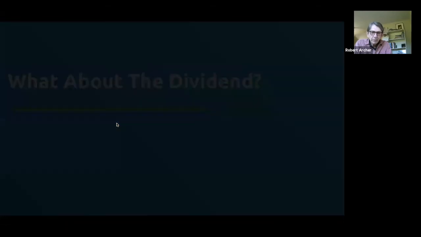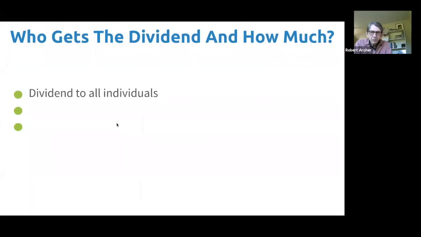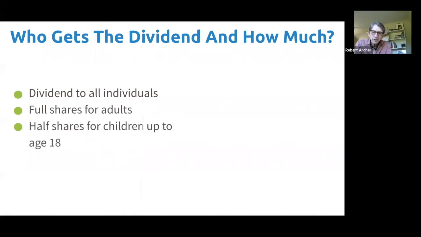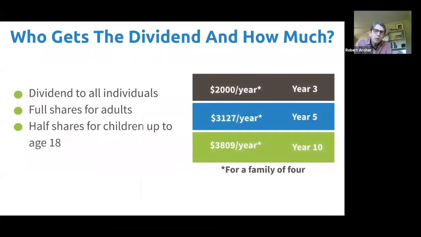As you know, probably, it consists of a full share for up to 2 adults, half a share for children up to age 18. So a family of 4 gets about $2,000 a year in year 3, over $3,000 a year in year 5, and approaching $4,000 a year in year 10. That surprises a lot of people when they hear that number.